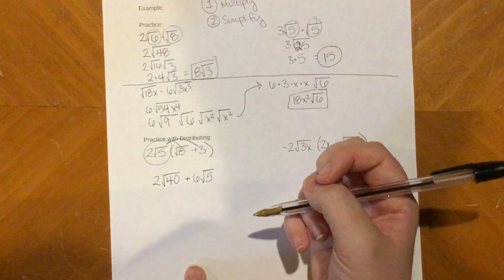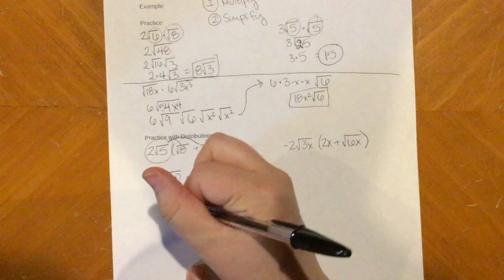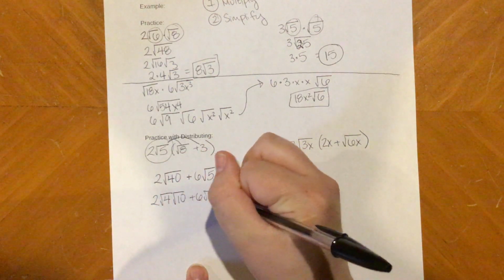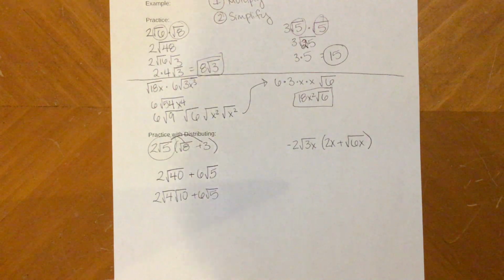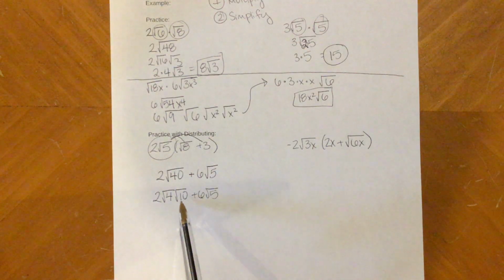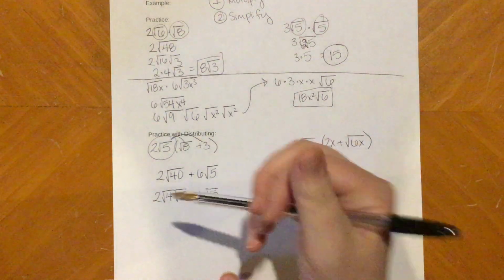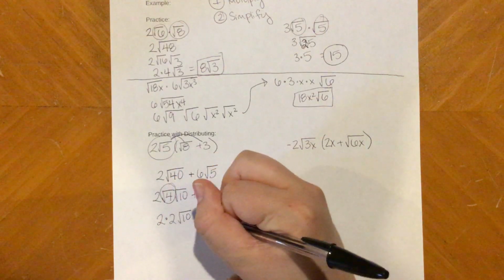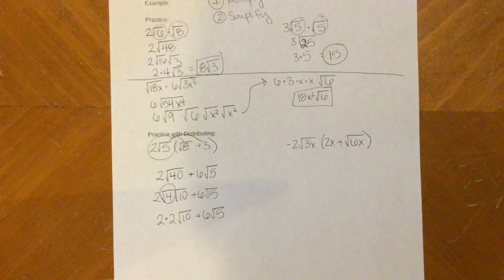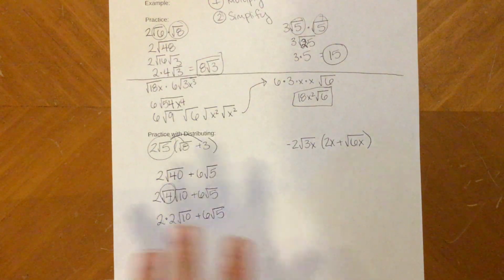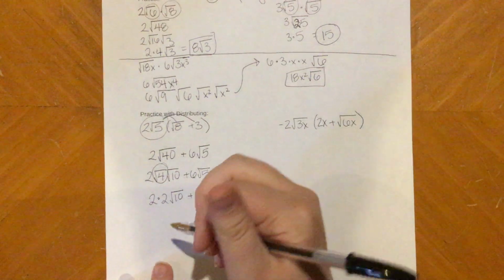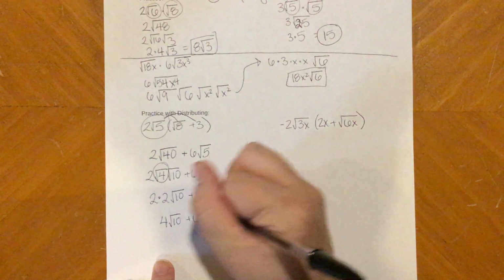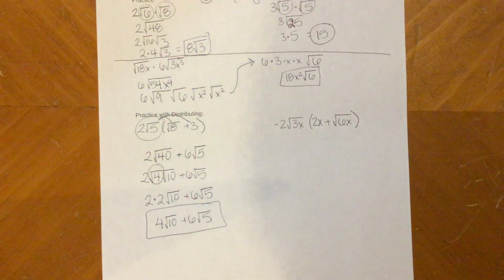So I know 40 is divisible by 4. So I'm going to write this as 2 square root 4 square root 10 plus 6 square root 5. So if you've noticed any patterns yet while we're simplifying, 5 doesn't reduce, but 10 also doesn't really reduce anymore either. So if I simplify this, I'll have 2 times 2 square root of 10 plus 6 square root of 5. So I should know by now that I'll still have addition in my final answer. I won't be able to simplify the addition, but I'm going to make this as simplified as I possibly can. So I should end up with 4 square root of 10 plus 6 square root of 5.